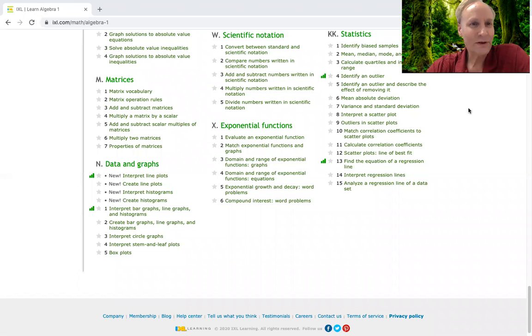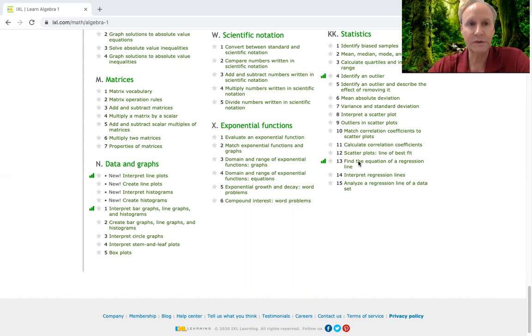Hi, everybody. Today we're going to look at the statistics section, KK in Algebra 1, and we're going to find an equation of a regression line. Now, the last time I tried this, IXL didn't accept an answer because I didn't put 0 point something, and it also didn't round correctly because mine was a little more accurate than they were expecting. But hopefully everything will work out.